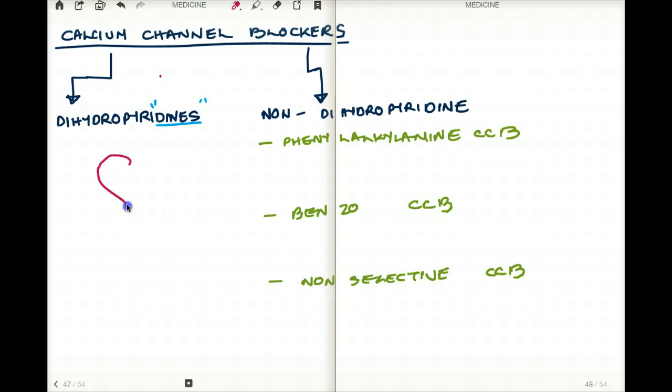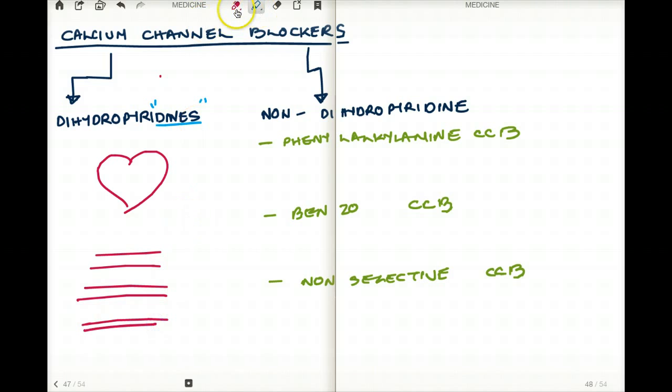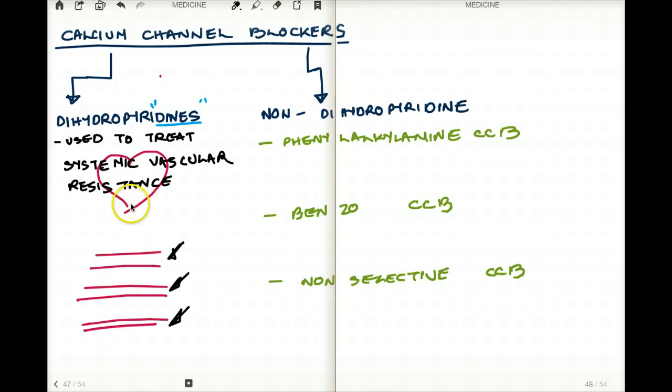Okay. So we have our heart here, and we have our different arterioles here. So these dihydropyridines are more effective in the systemic vascular resistance than the heart. Okay, it's going to be more effective in the systemic vascular resistance than the heart, and that's why we use dihydropyridines to treat systemic vascular resistance.